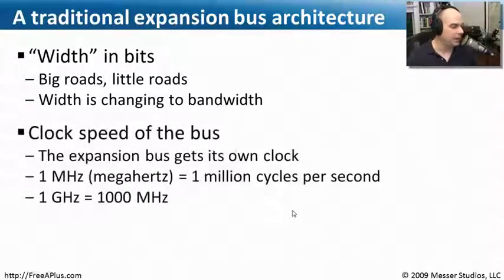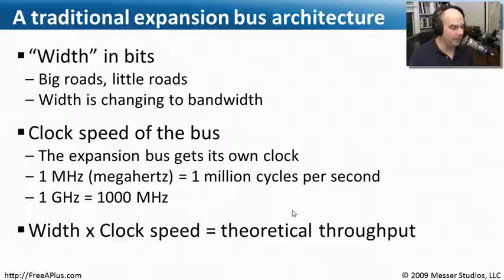We also talk about the speed that the bus uses, the clock speed of the bus. The expansion bus has its own clock, so everything going over that bus all runs at the same speed. We refer to these speeds as cycles per second, or hertz, which means if we have 1 million cycles per second, that's 1 megahertz. If we have 1,000 megahertz, that's 1 gigahertz. So whenever we're talking about hertz, the higher number of cycles per second, the more information we can push down that bus.